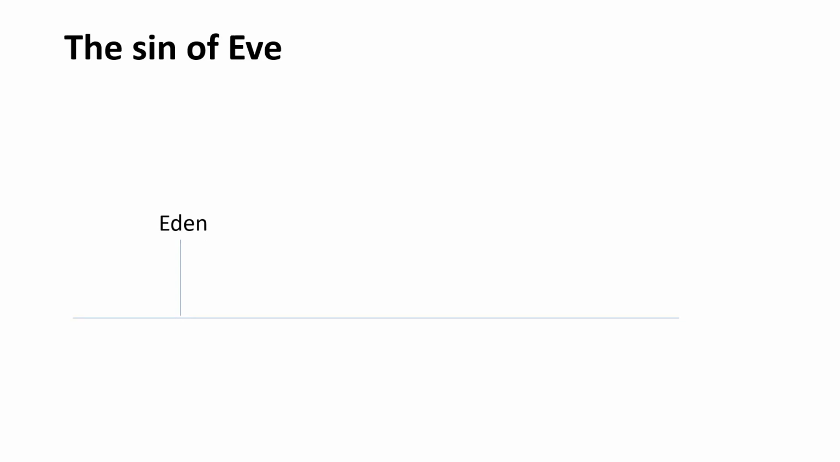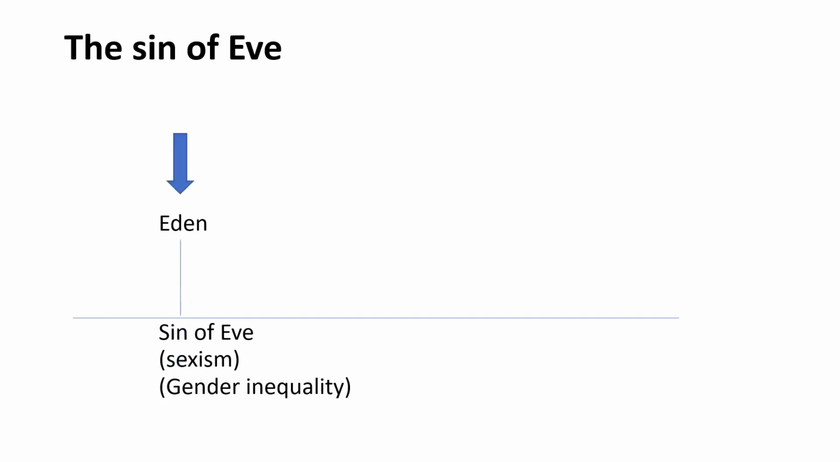So if we go back to Eden, we see that there is a sin that had the effect of sexism. And this sin is normally known as the sin of Eve. And this one has the effect of sexism and gender inequality.